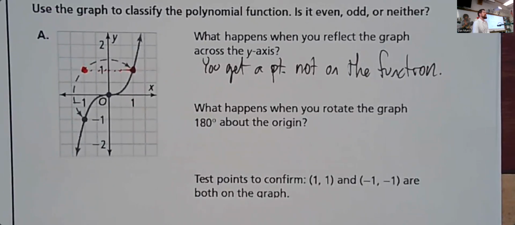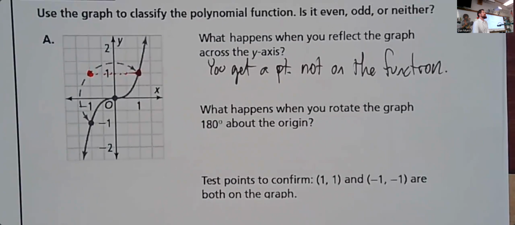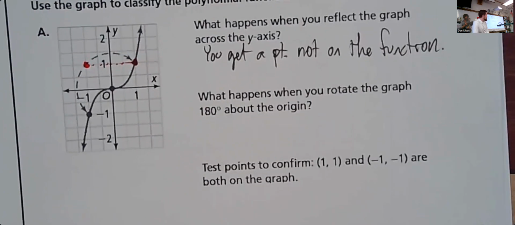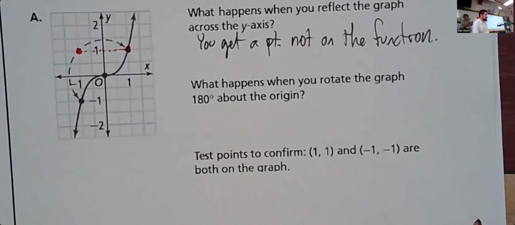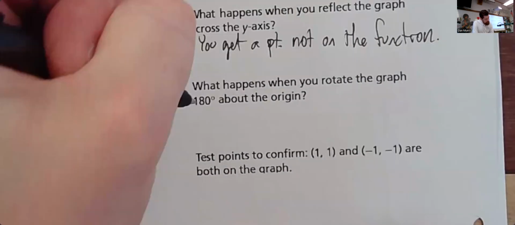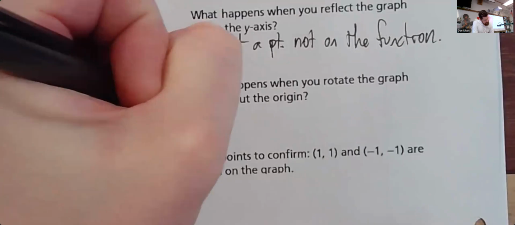In the back, write this down. If you reflect across the y-axis, you get a point not on the function. If you rotate the graph 180 degrees, you get a point on the function. And I'm going to show you the math in just a second. But we're going to write that down. You get a point on the function.